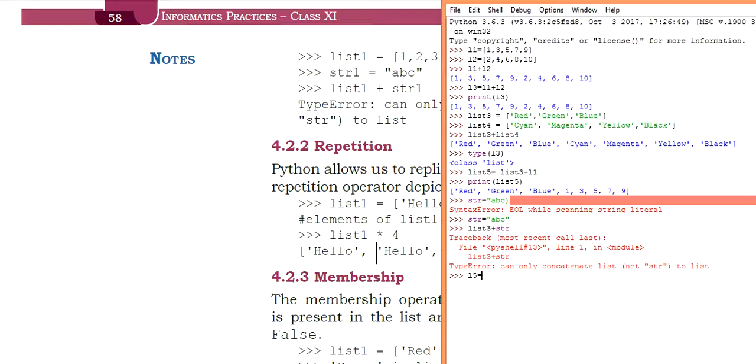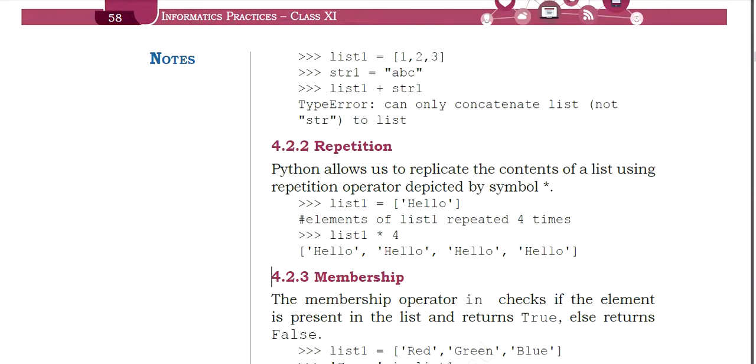See here, I am having L5, and in that I am having an element, my name. Anything you can write as an element. So if I want to repeat this, I can write L5 times 5. So see, Nidhi, Nidhi, Nidhi is repeated 5 times. So like this you can repeat the same elements the number of times you want.